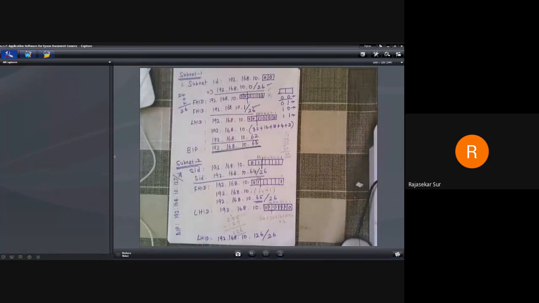I hope you can see the complete screen now. Do it. If anybody has completed, you can give your answer in the chat box, or you can just talk to me. Come on.